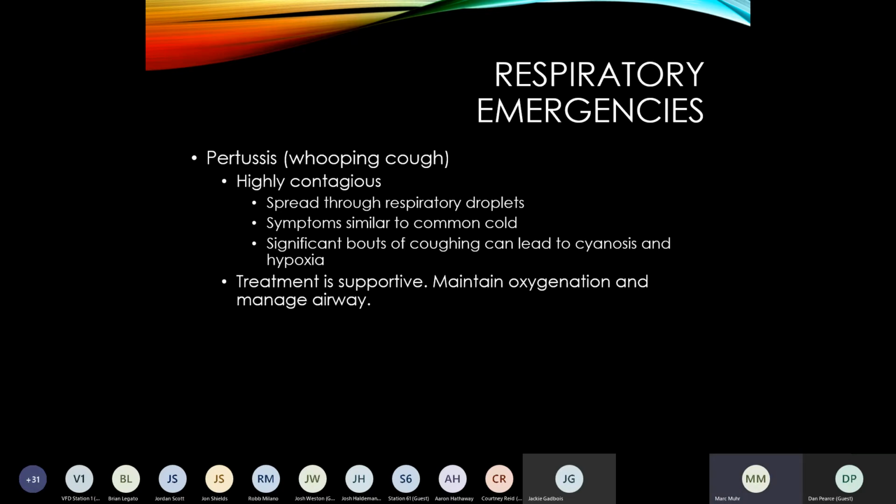Whooping cough, or pertussis, is highly contagious. It's spread through respiratory droplets. The initial symptoms of pertussis are similar to a common cold. Significant bouts of coughing can lead to hypoxia, causing them to be cyanotic. Treatment is supportive. Maintain oxygenation and manage the airway as you can. A little humidified O2 can help.